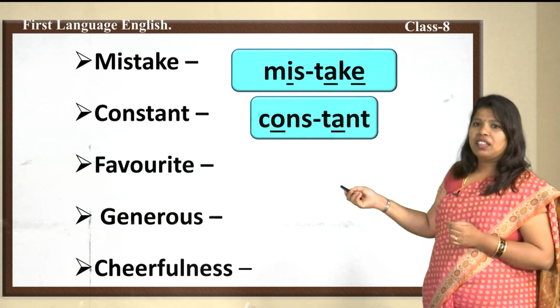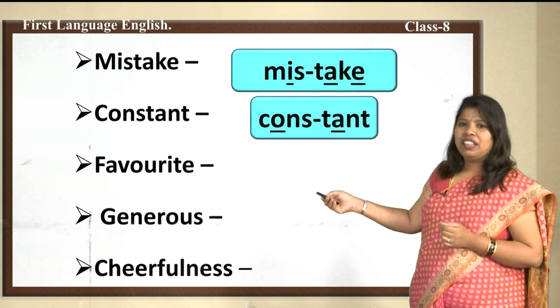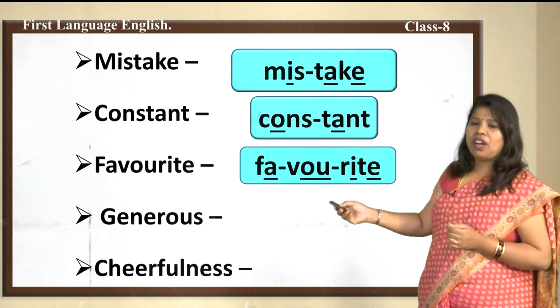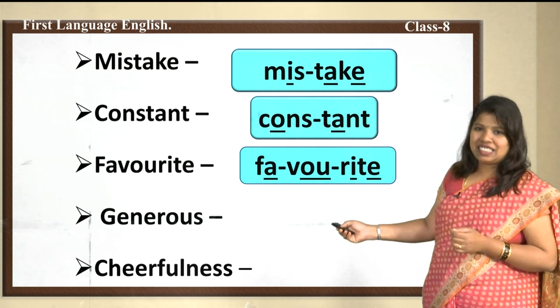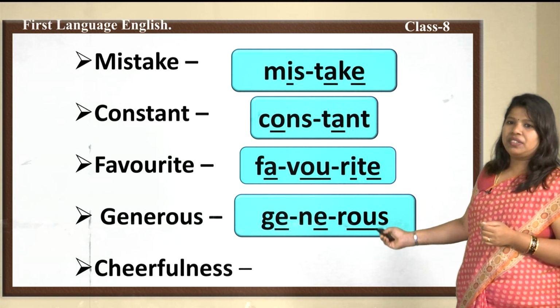Constant. Con and stant. Next, favorite. Favorite. So, have you divided it like this? Yes, good. Next, generous. Generous.